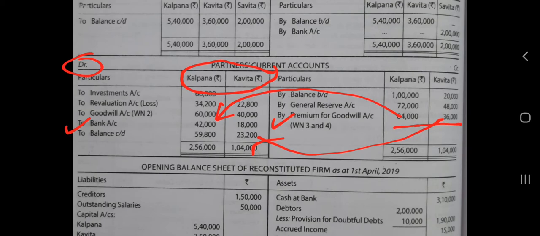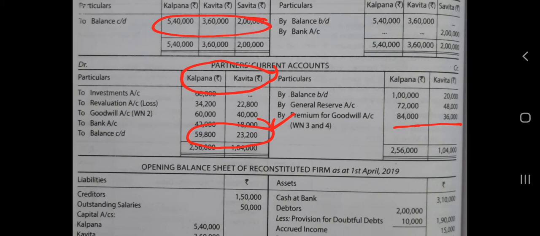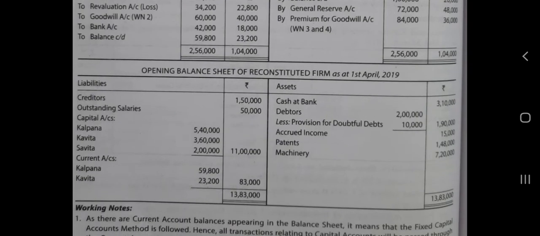So all entries have been done, all transactions have been properly posted also, and now you can calculate the closing balance of current account. So these are the closing balances of current account. So these are the 3 closing balances of capital account, and these are the 2 closing balances of current account. So now we will prepare the new balance sheet of all the 3 partners. So this is the balance sheet of all the 3 partners.